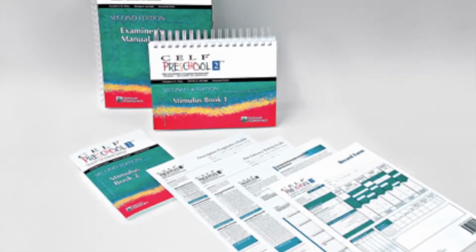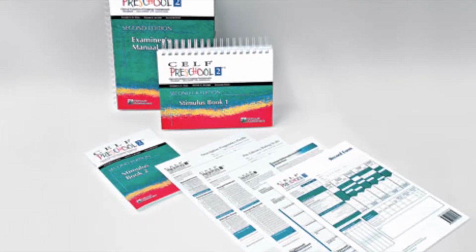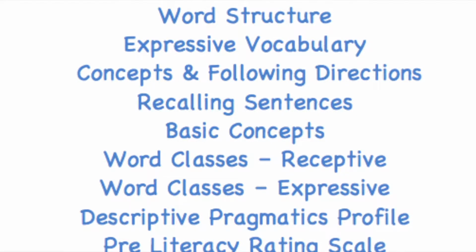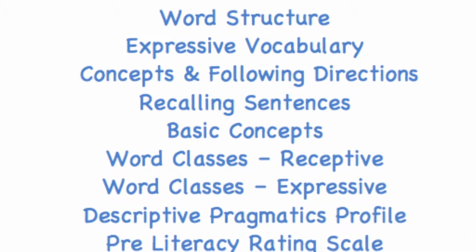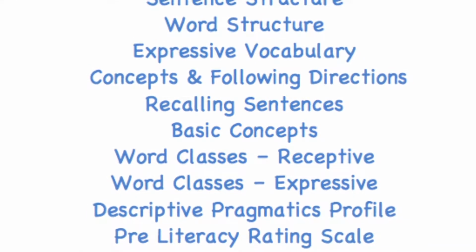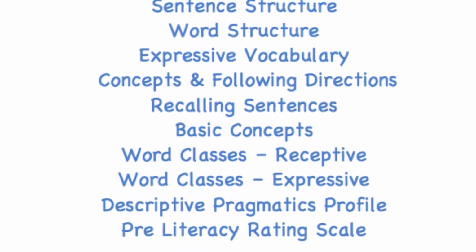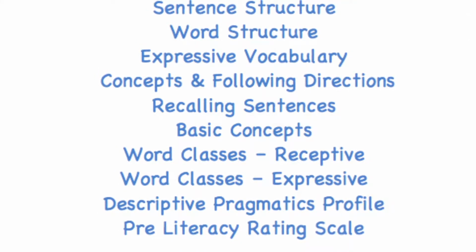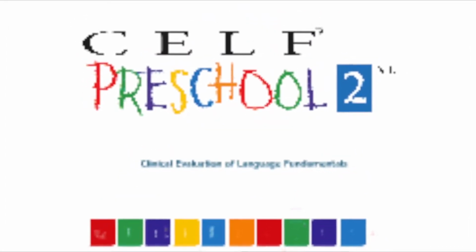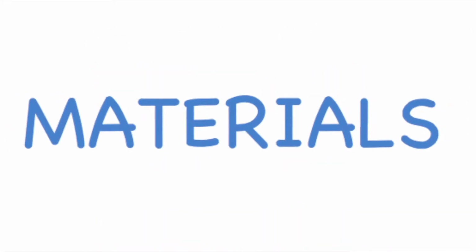The test includes 11 subtests which evaluate any skill areas that a child might have in his or her expressive and receptive language. Each subtest has its own separate scores, and they include sentence structure, word structure, expressive vocabulary, concepts and following directions, recalling sentences, basic concepts, word classes, receptive and expressive, descriptive pragmatics profile, and a pre-literacy rating scale. Diagnosticians can calculate a child's core language score from these subtests. Only 3 subtests need to be administered to obtain a core language score.